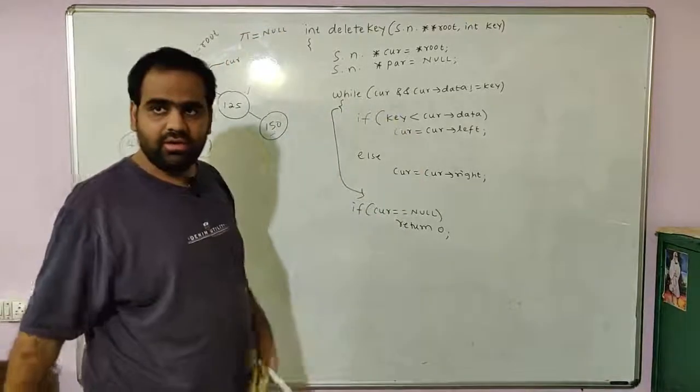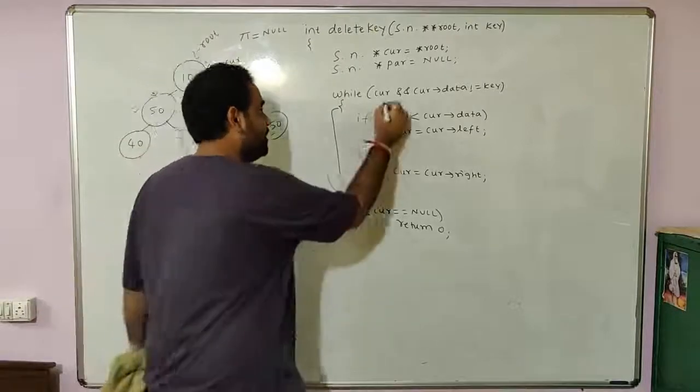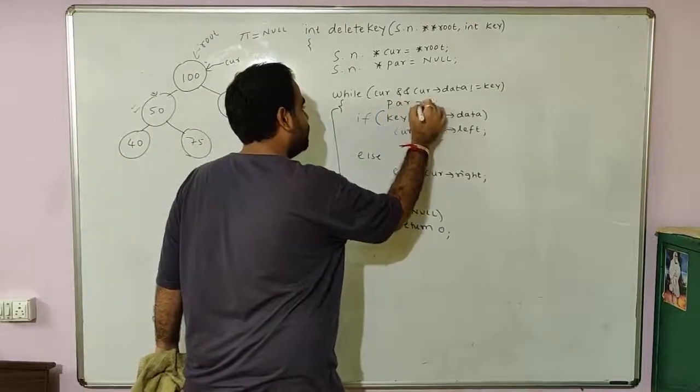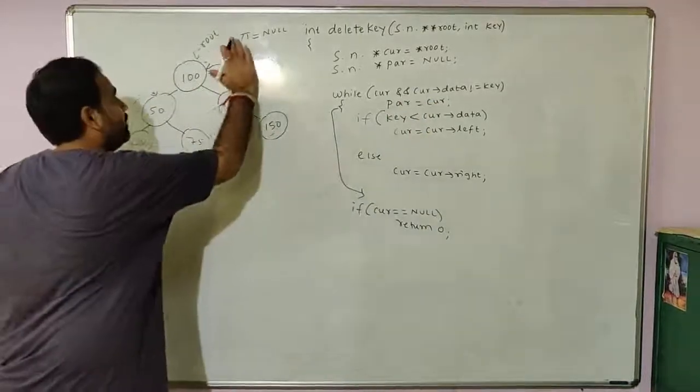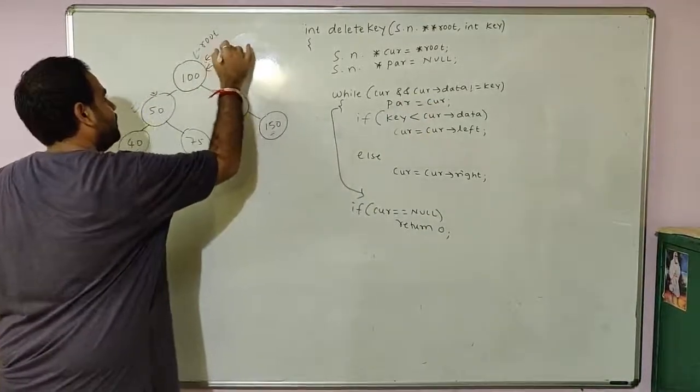Now current not equal to null, yes. Current arrow data not equal to key, yes. Now we say parent equal to current. Now this is parent is following the current. Now you say parent equal to current. This is where the parent pointer will come to.